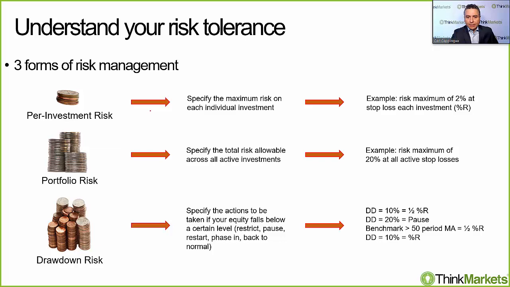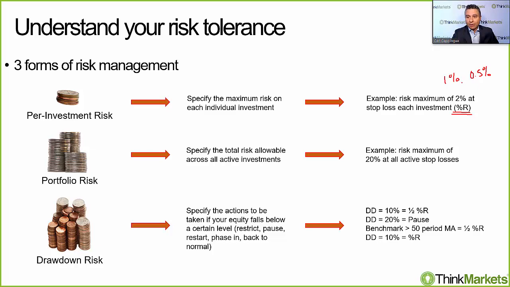Per investment risk specifies the maximum risk we can have on each trade. The common terminology we use for this is our percentage R, and that is typically described as a percentage of our total investment capital. I've just used an example here of 2%. It's fairly common to risk 2% of your total investment capital. Some investors prefer to be a bit more conservative. They might use 1%, or even as low as 0.5%. It really is up to you.